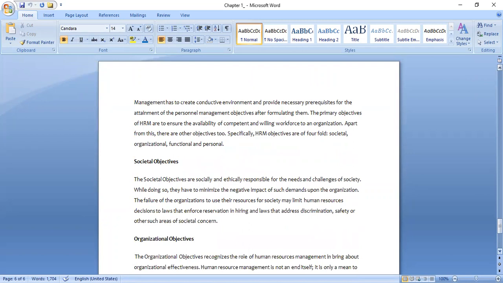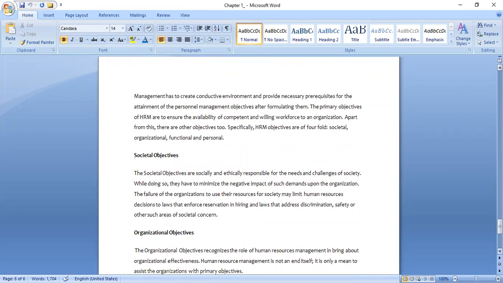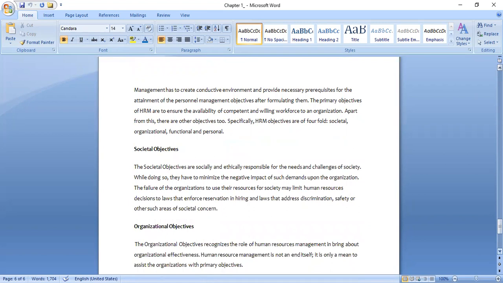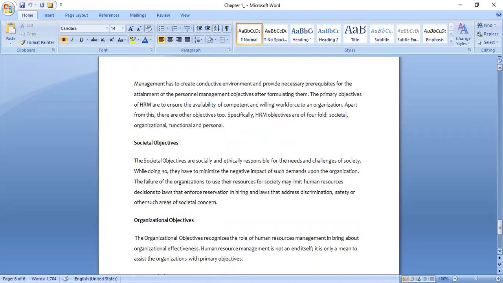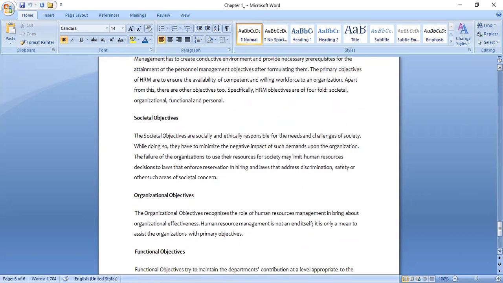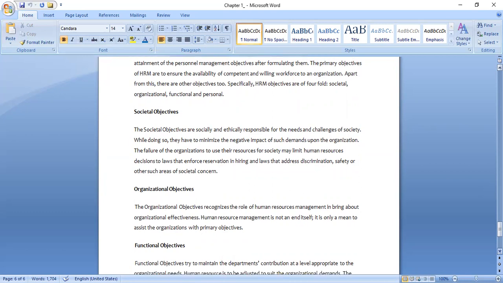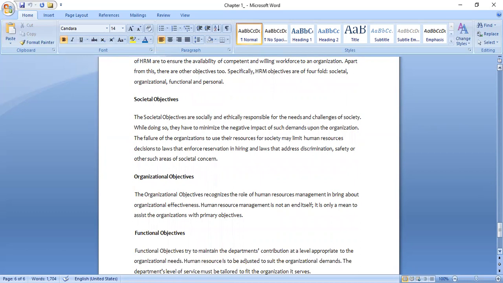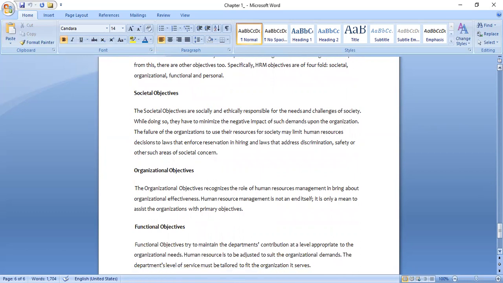Now, those were the general objectives, but these objectives of human resource management can further be categorized into societal objectives, organizational objectives, and functional objectives, right? So the societal objectives are those that we've seen, where human resource management has an objective of reducing unemployment, whereby if they are recruiting people, they are reducing the social evils of unemployment, right?